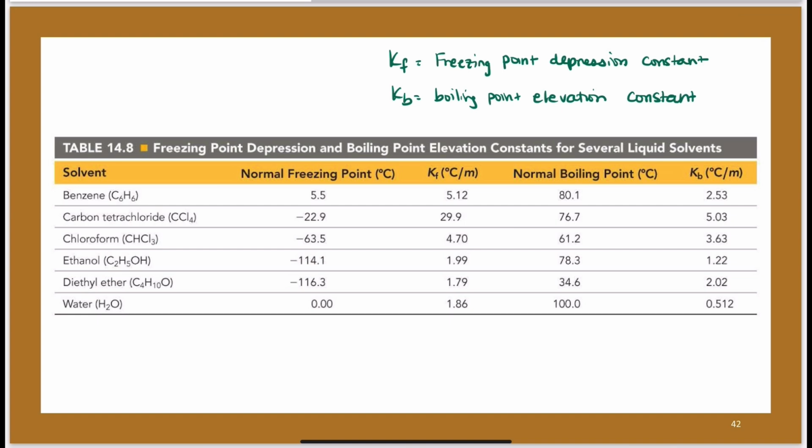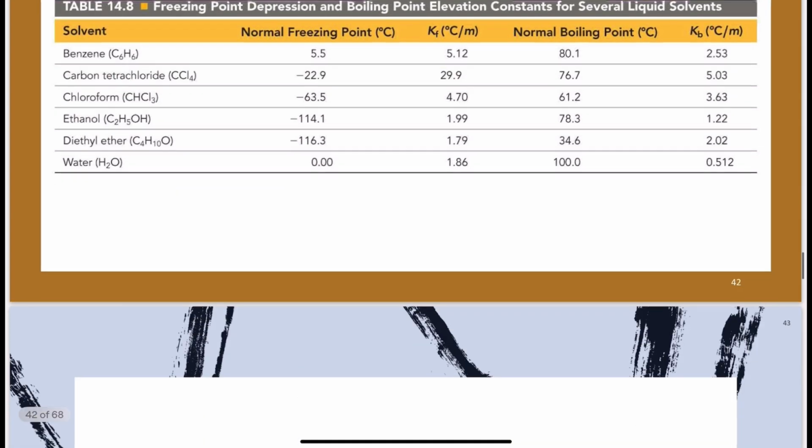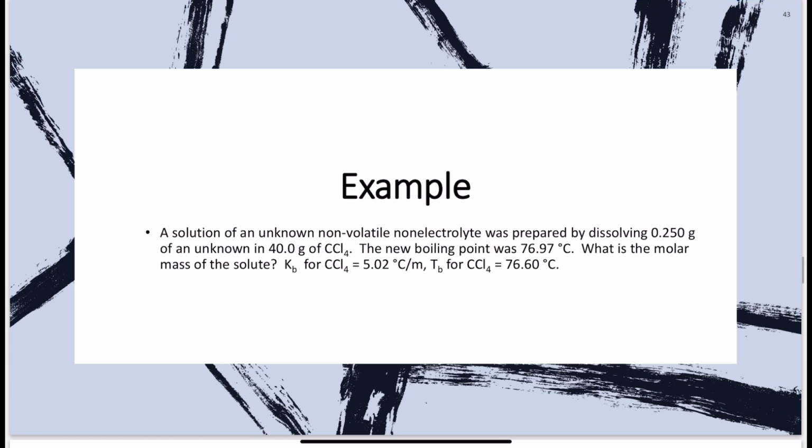Okay, so let's go ahead and work an example with a boiling point elevation so you can see how we can apply this. A solution of an unknown, non-volatile, non-electrolyte was prepared by dissolving 0.250 grams of an unknown in 40 grams of carbon tetrachloride. The new boiling point was 76.97 degrees C. What is the molar mass of the solute? Kb is equal to 5.02 degrees C per mole for carbon tetrachloride, and the boiling point of carbon tetrachloride is 76.60 degrees C. Again, this little Tb means temperature of boiling. So its actual boiling point as the pure solvent is 76.60. I see when I made the solution, it did cause a boiling point elevation.